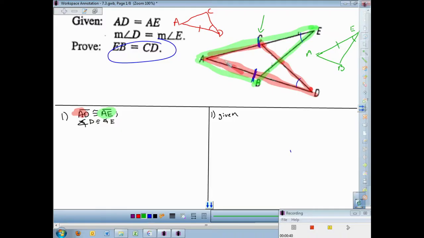Are there any parallel lines in the picture? No, there are no parallel lines. Are there any vertical angles in this picture? Yes, there are vertical angles in this picture, but they're vertical angles that aren't going to help us. People say, well, this angle right here is vertical to this angle right here, and that's true. Those angles should be congruent to each other, but you see that those angles aren't really angles of these separated triangles that I'm trying to prove congruent to each other.